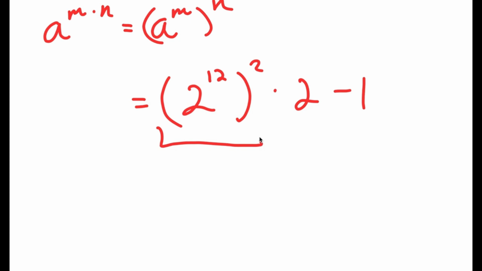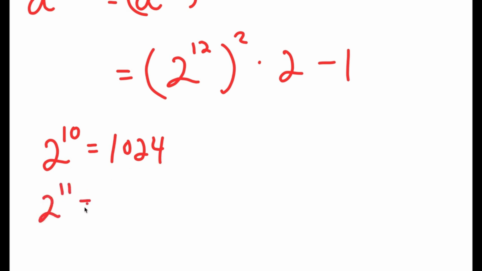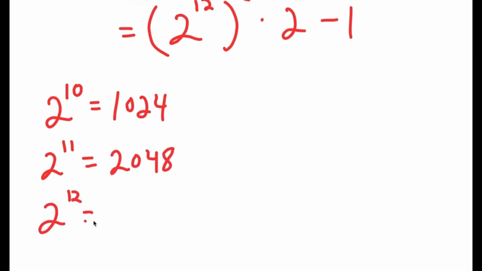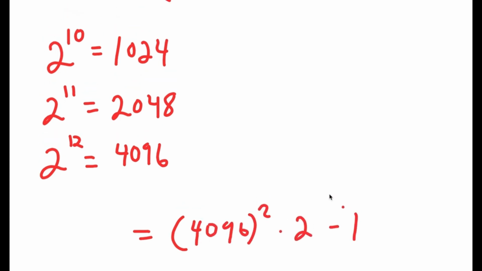So now I'm actually going to plug in the actual value of 2 to the power of 12, because 2 to the power of 12 is small enough where we know the exact value of it. So if you don't know what 2 to the power of 12 is, well, 2 to the power of 10, you should always remember this as 1024. So 2 to the power of 11 is going to be double of 1024, which is 2048, and 2 to the power of 12, which is the value we're looking for, is going to be double of 2048, which is 4096. So now I get 4096 squared times 2 minus 1.